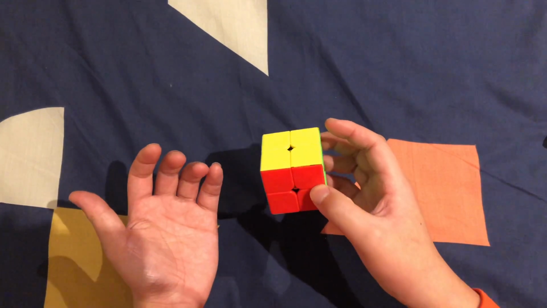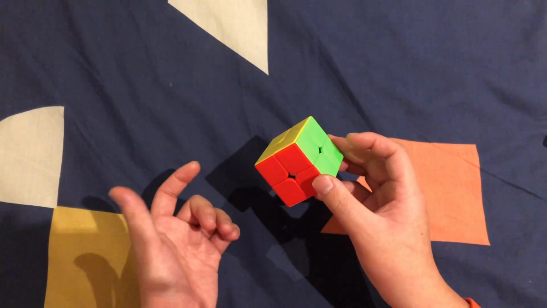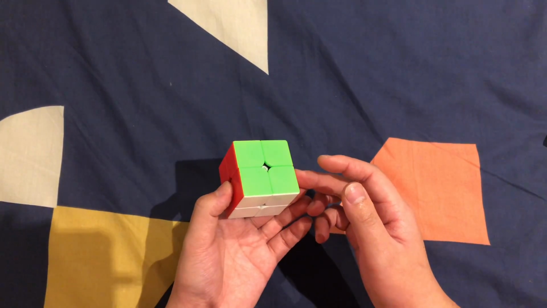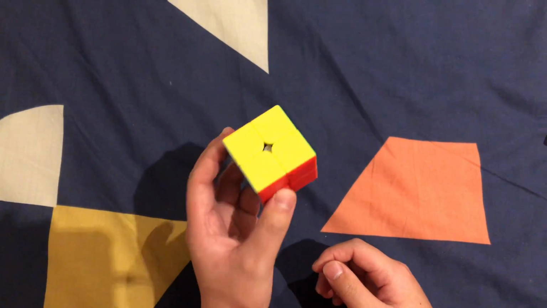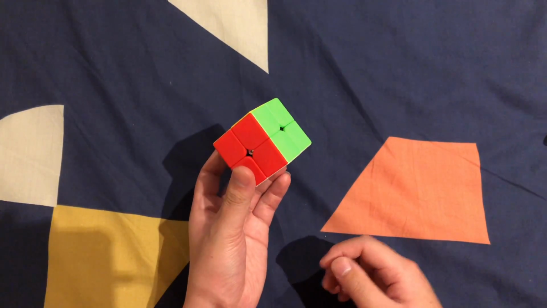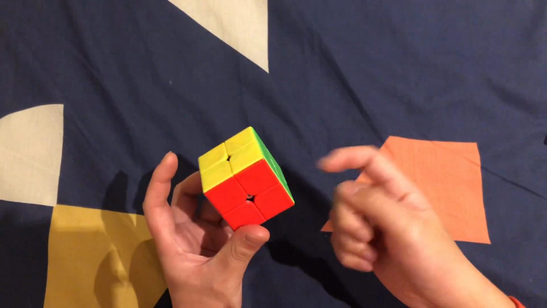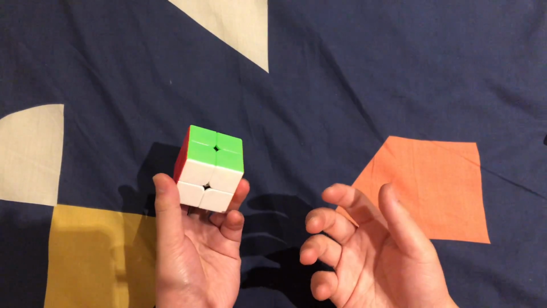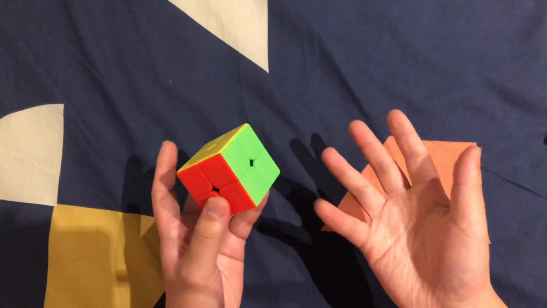2x2s are not as easy as you think. I know it looks easy. 4 colors on each side, 24 stickers, and 8 pieces on the cube. However, this mini little cube still has 3.6 million ways to scramble and solve, and only one of them is the solved solution. And according to Google, if you fiddle with a 2x2 8 hours a day, you'll be able to solve it about 2 to 3 times a year. I don't know how true those are, but according to Google.